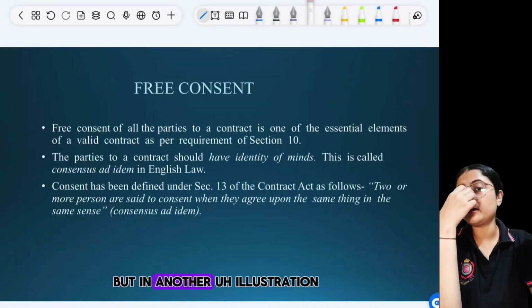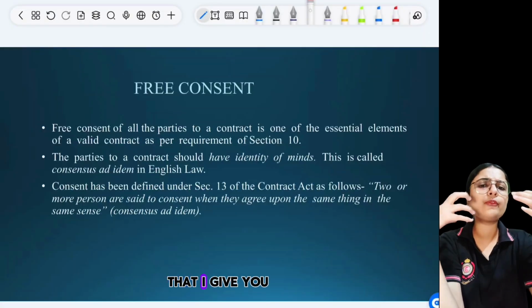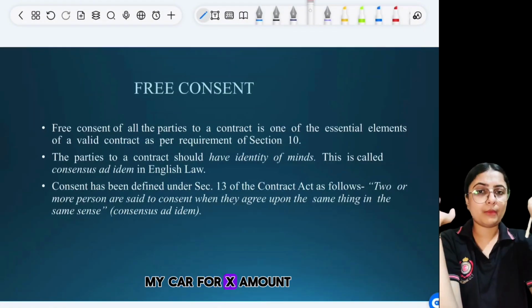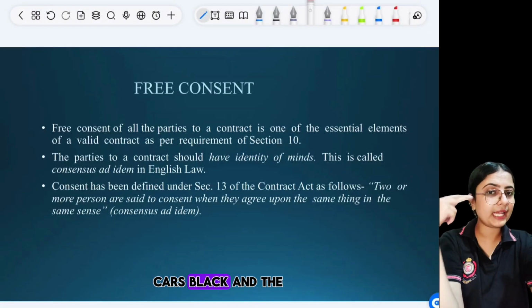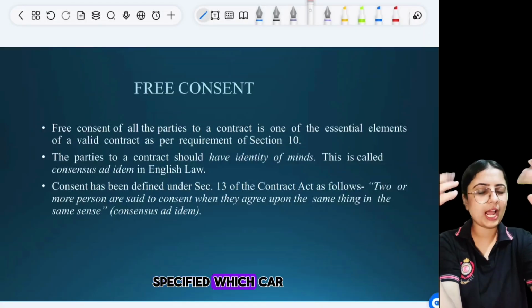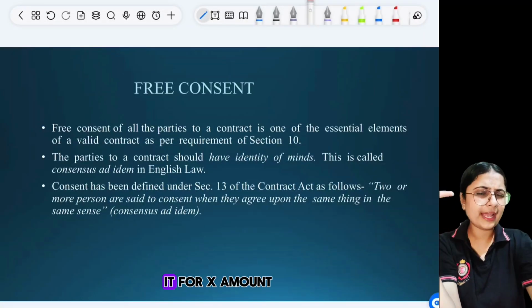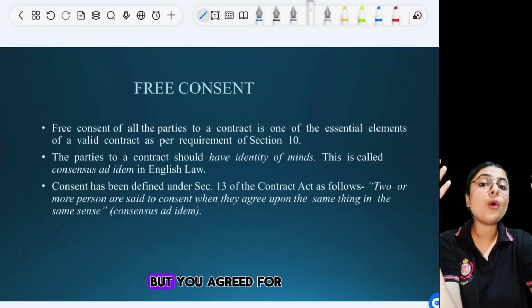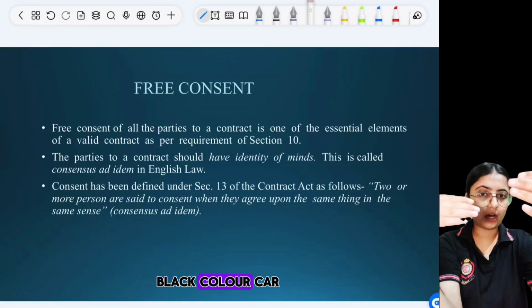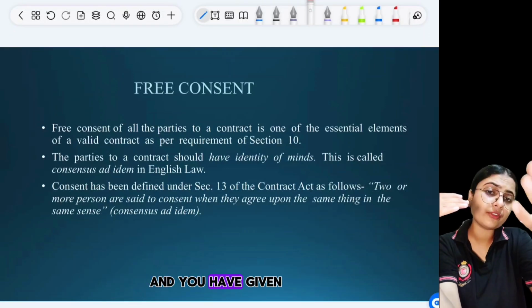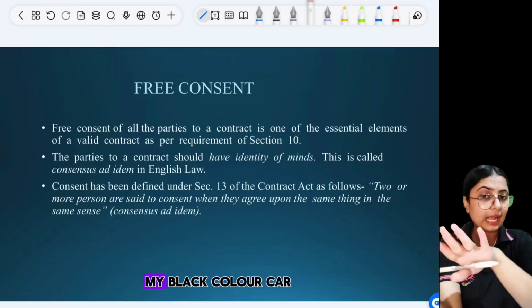But in another illustration, if I tell you that I give you an offer regarding the sale of my car for X amount. Now, I have two cars, black and the red one, but I have not specified which car. I just said that I want to sell my car for X amount. And you agreed, but you agreed for black color car because you thought that I am making an offer regarding my black color car, and you have given your consent for the purchase of my black color car.